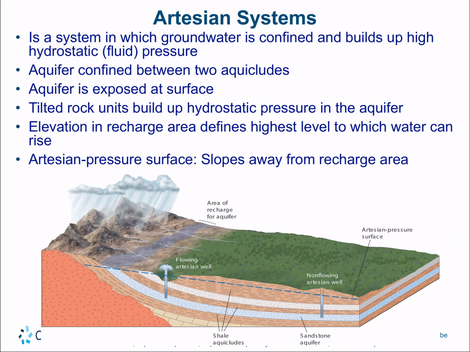So you can see here are your shale aquicludes. Here is your aquifer, so water is actually building up in that pressure, building up between those two aquicludes. Okay, and notice here's your aquifer flowing right here.